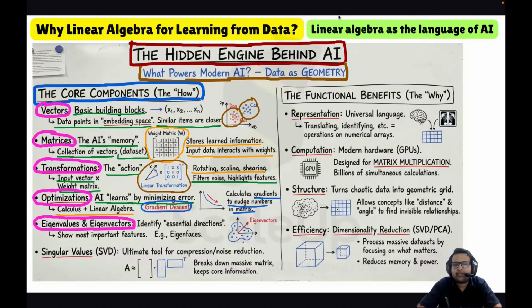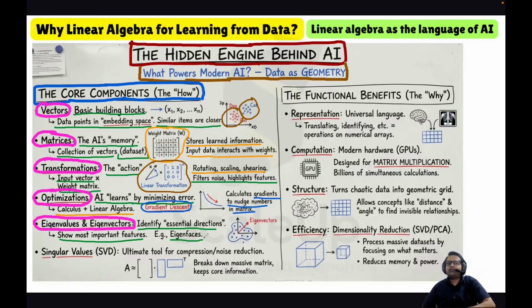Eigenvalues and eigenvectors identify essential directions in data. They tell the AI which features are the most important. For example, in facial recognition, eigenvectors are basically the eigenfaces, which represent the most distinct features that separate one face from another.